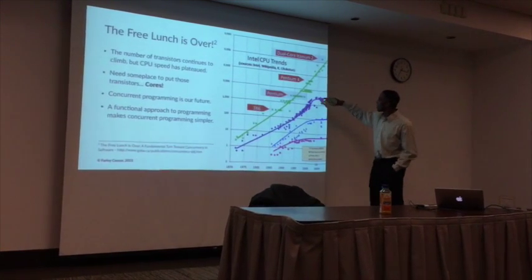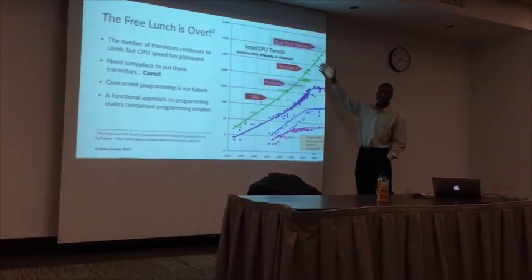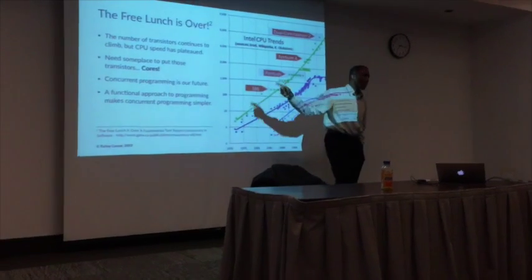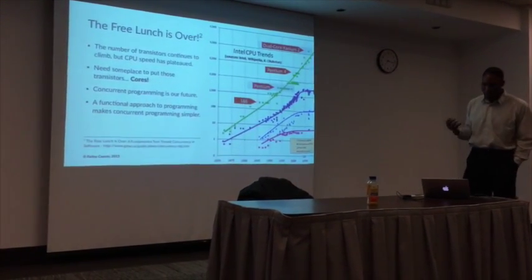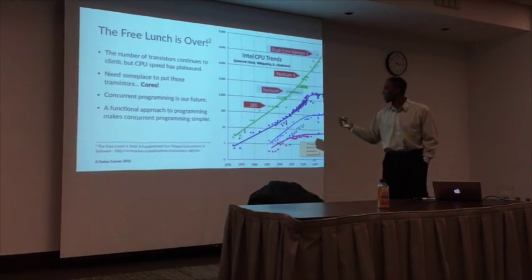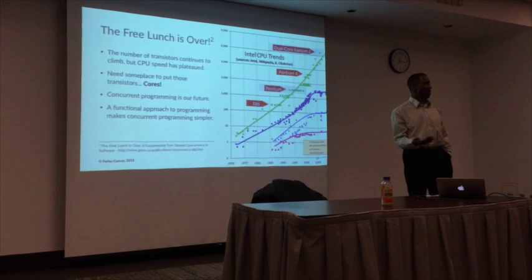So this gap here is kind of interesting, where what are they doing with all these transistors, right? You need some place to put them. Cores, that's what's happening, right? So we're getting more and more cores. Things are becoming more and more multi-core, and because of that, to get the same power out of more and more transistors, you have to get into concurrent programming.